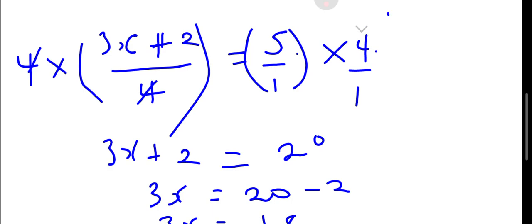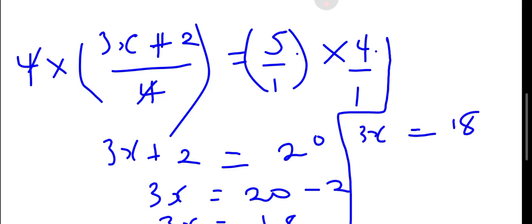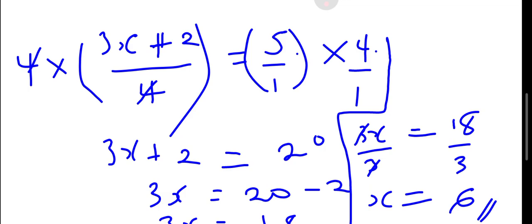I'm going to continue the solution over here. So 3x is equal to 18. It means we divide both sides by 3. So we divide here by 3, divide here by 3. 3 cancels 3, so x is equal to 18 over 3, which is equal to 6. And that is the value of x.